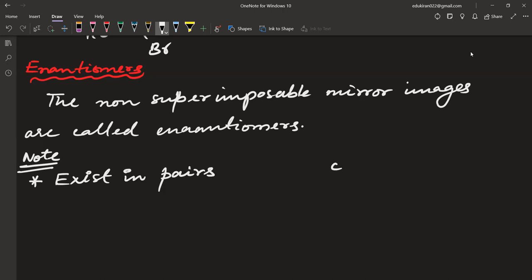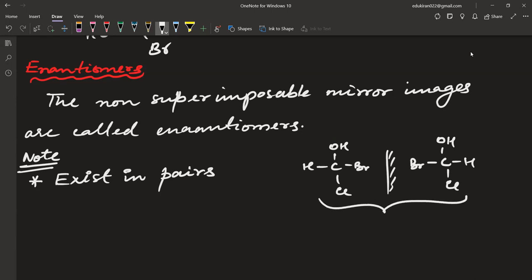Okay. The carbon, Br, Cl, nitrogen, OH. So, iska kya ho jayega? Br, carbon, OH, hydrogen, Cl. Mirror image. To, ye dono ka relation kya hai? Enantiomers, these are enantiomers.